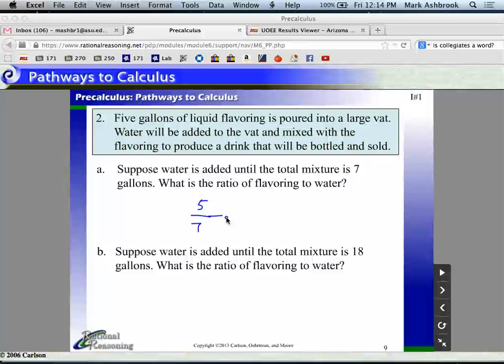And it's the ratio of flavor to water. Let's give Patrick your attention. Go ahead. The ratio would be 5 to 2. Where does the 2 come from? The total mixture is 7 minus 5 flavor. Okay, so that's what it is. It's flavoring to water, not flavoring to total. So it's 5 halves, or 2.5.